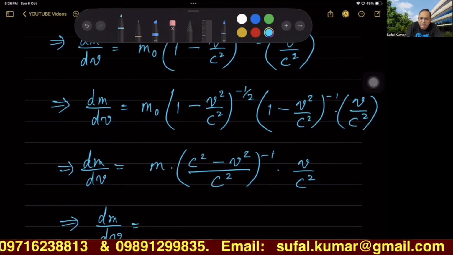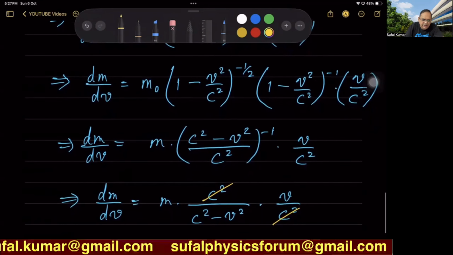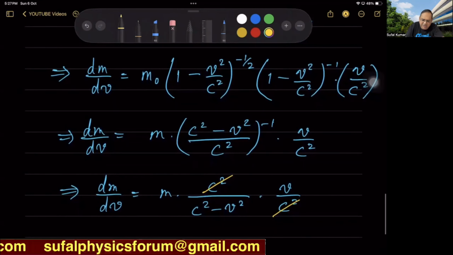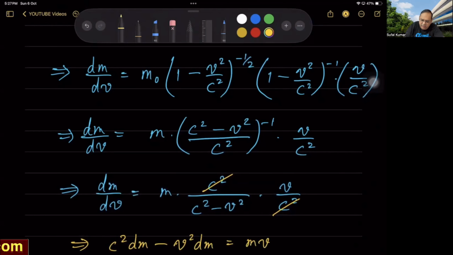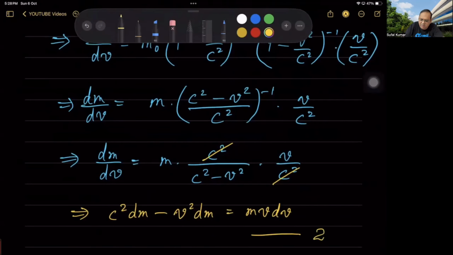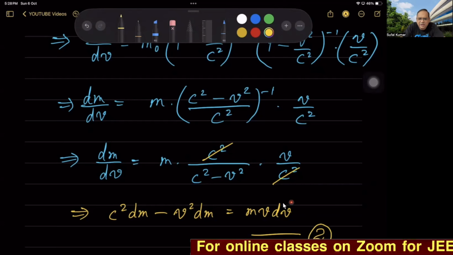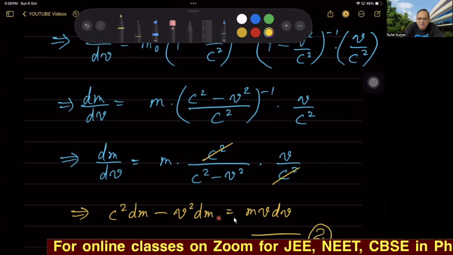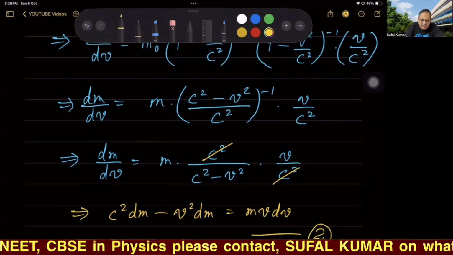Now we want to reciprocate. This will be cancelling. Then after that, cross multiplication: c square dm minus v square dm is equal to mv dv. This is equation number 2. Now after a couple of steps, we'll have to perform integration so that we could do away with all these dm and dv. Let's see how we arrange our equation.